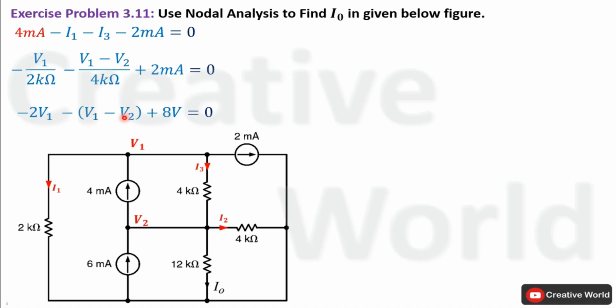Now open these brackets and place this constant value on the other hand side of equal. The equation will become minus 2V1 plus V2 minus V1 equal to minus 8 volt. Add values having same variables together. The equation will become minus 3V1 plus V2 equal to minus 8 volt. We cannot further solve this equation, so we will leave it now and label it as equation A. It is the first node voltage equation of this network.